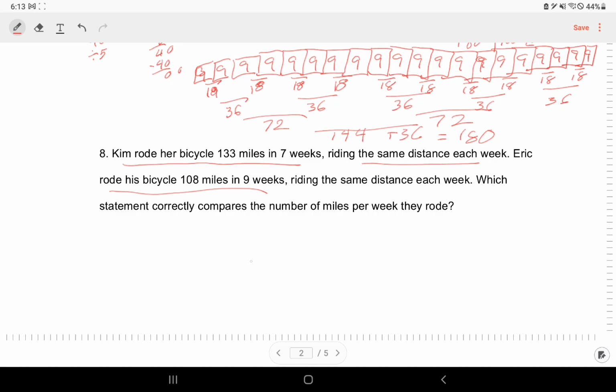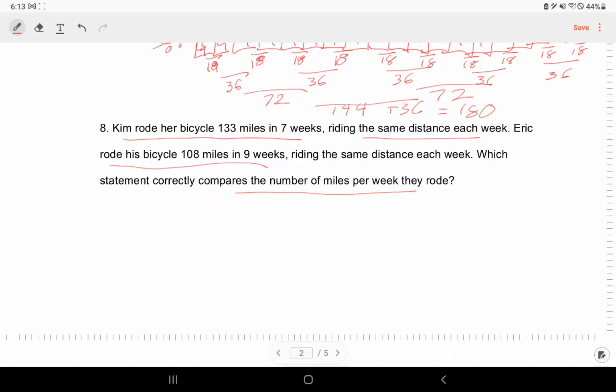So this is a multiple choice question on your test, and it asks you to compare what they did each week. So we find a unit rate. So we do 133 divided by 7, the number of miles divided by the number of weeks. 7 goes into 13, 1.